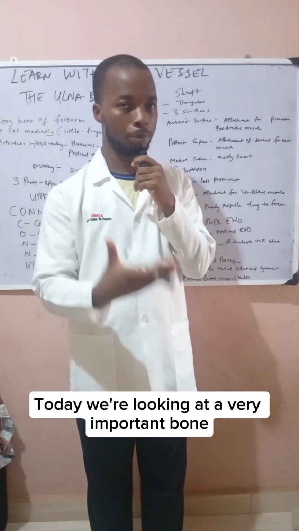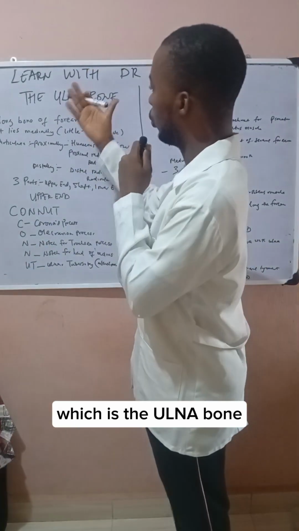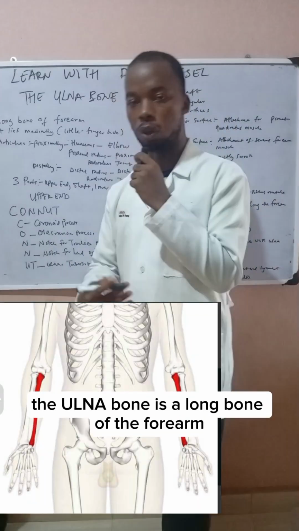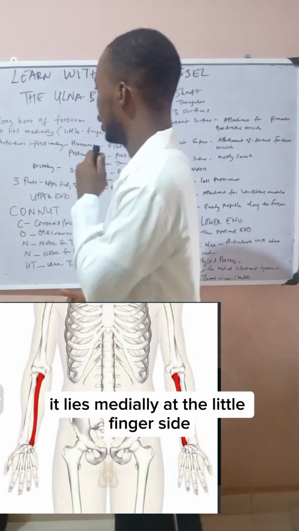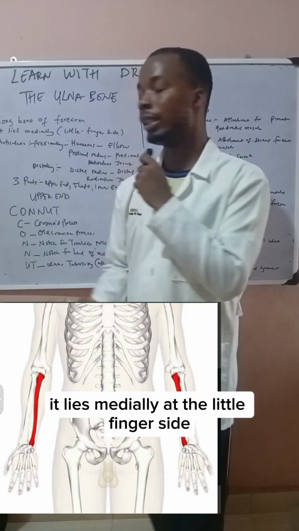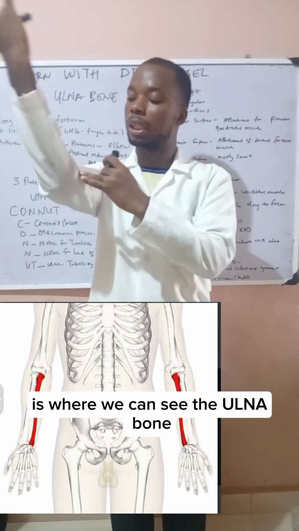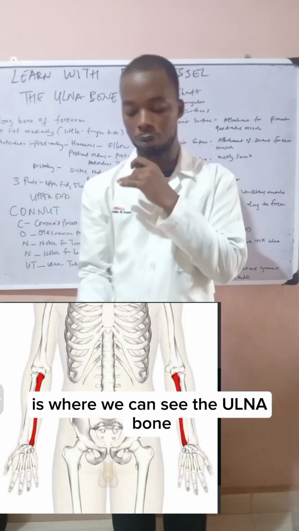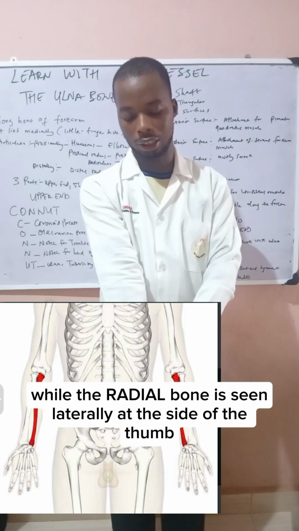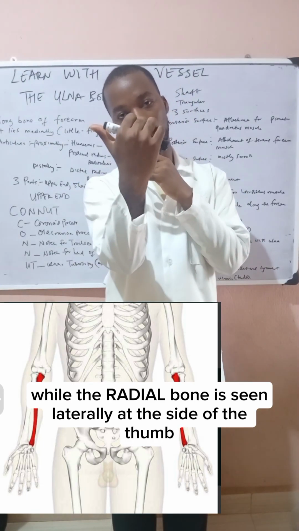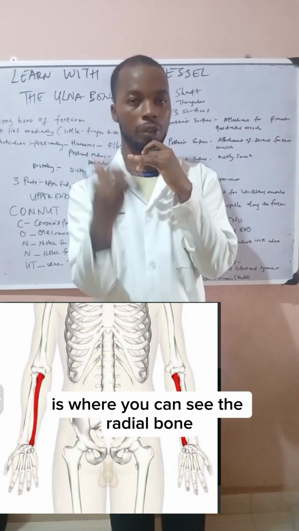Vessel. Today we're looking at a very important bone, which is the ulnar bone. The ulnar bone is a long bone of the forearm. It lies medially at the little finger side. Towards the little finger side is where we can see the ulnar bone, while the radial bone is seen laterally at the side of the thumb. So you can see the radial bone.